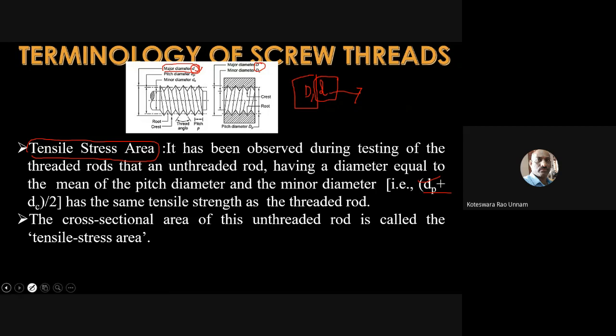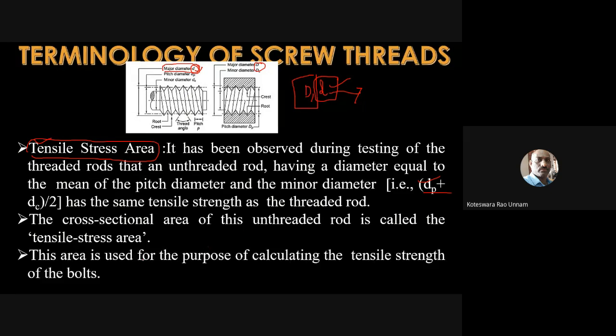Instead of calculating every time, because it is a standard one, it is provided in the data book itself. I'll show you how you can pick the tensile stress area for a given nominal diameter. If it is a bolt, you have to take small d. If it is a nut, you have to take capital D. So that's what we already discussed here.